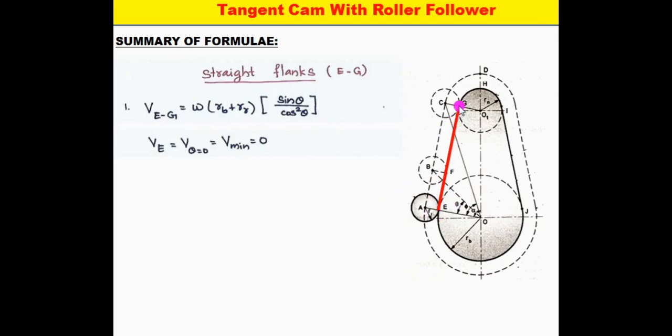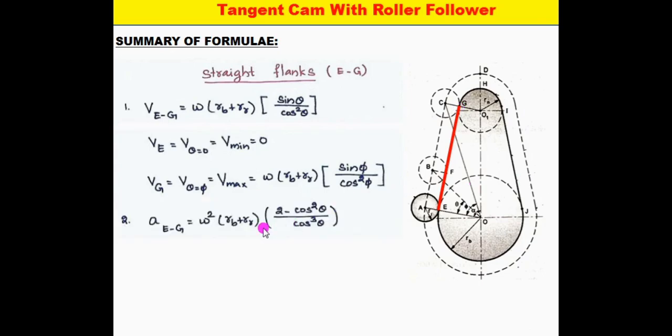To get the velocity at G, now replace the theta value with pi. By replacing it, we will get the velocity at G, and that velocity will be maximum at G.